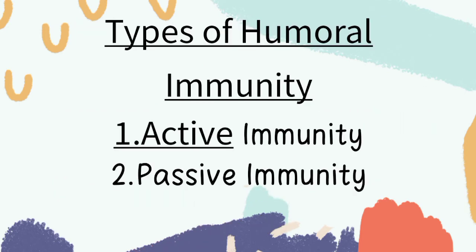Okay, we have 2 types of humoral immunity. Remember, the humoral immunity is being carried out by the B cells. We have the active immunity and the passive immunity. I will tell you what active in this sense means and what passive in this sense means as we go on to the video.